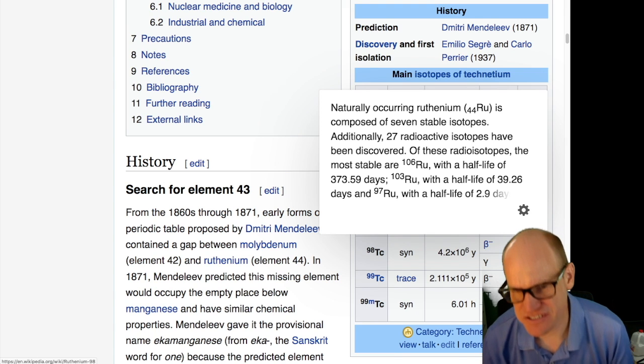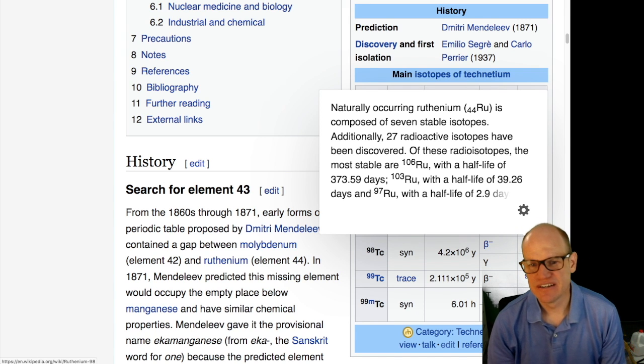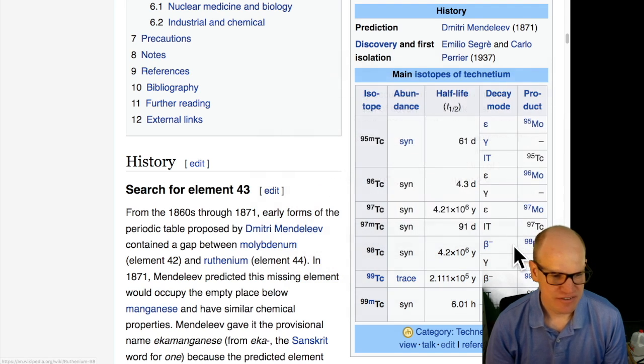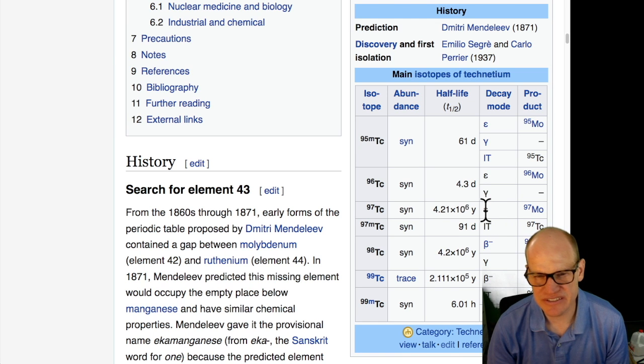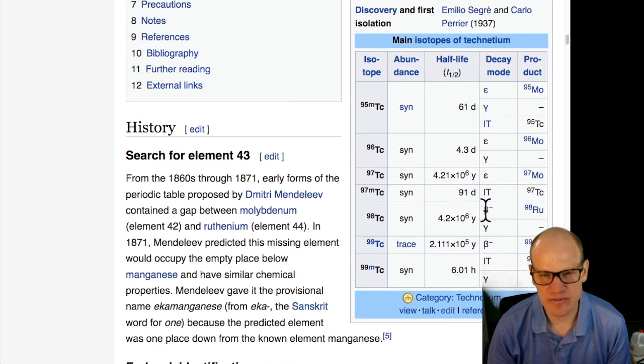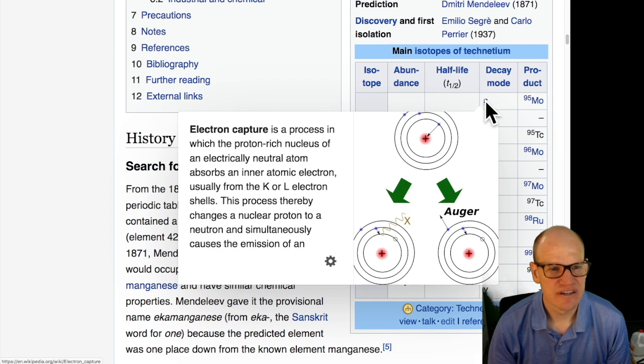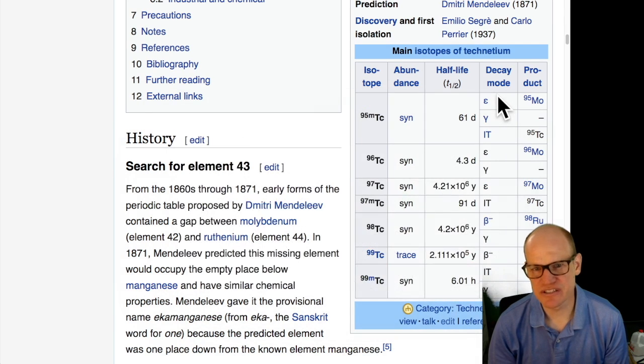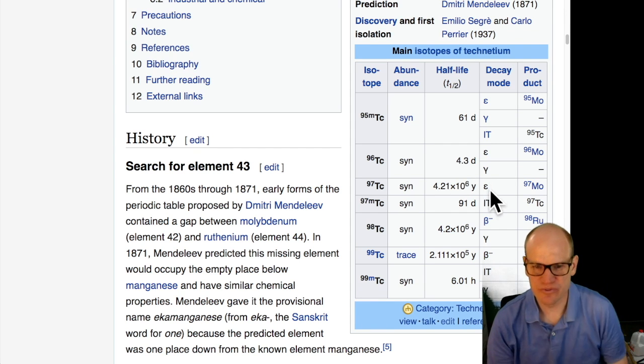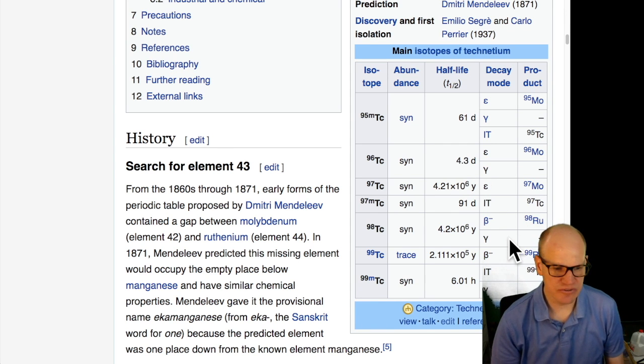Ruthenium. I apologize, it's not rutherfordium. Ruthenium. You can tell I'm not a chemist. And then some of these other things. This Epsilon emission, what is that? I don't remember what the Epsilon emission is. Electron capture. So this Epsilon is electron capture. So this technetium does it through electron capture to move its way down to a different element with a different combination.